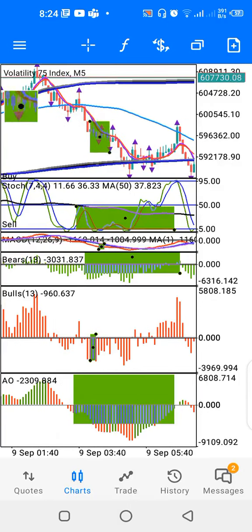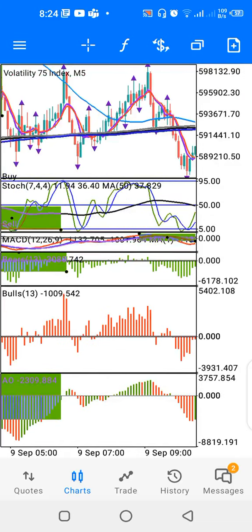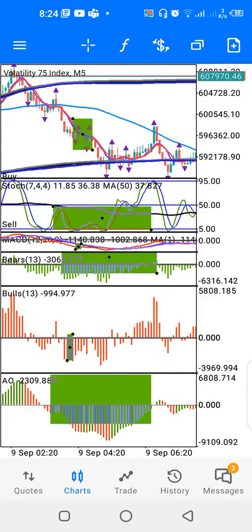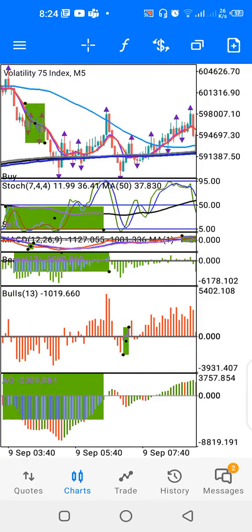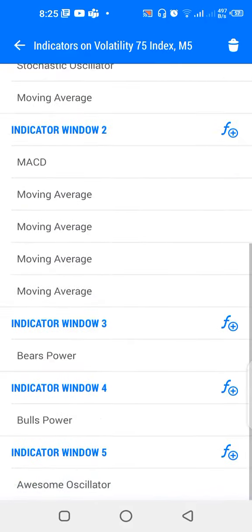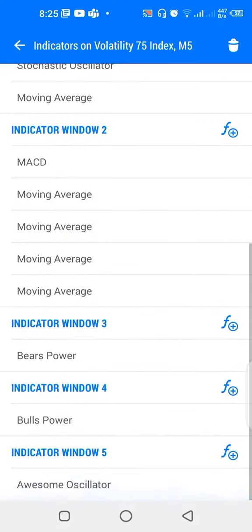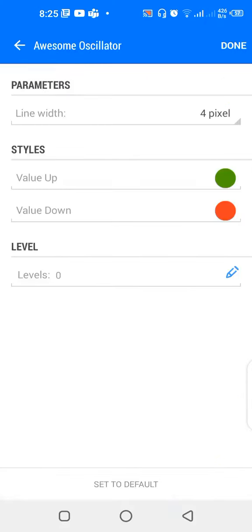Of course, if you start selling around here, you can take your profit somewhere around here, until you get another third bar, probably somewhere around here. So that's that for the Bulls Power indicator window, which is our indicator window 4. The last indicator window is Awesome Oscillator. Indicator window 5, Awesome Oscillator.